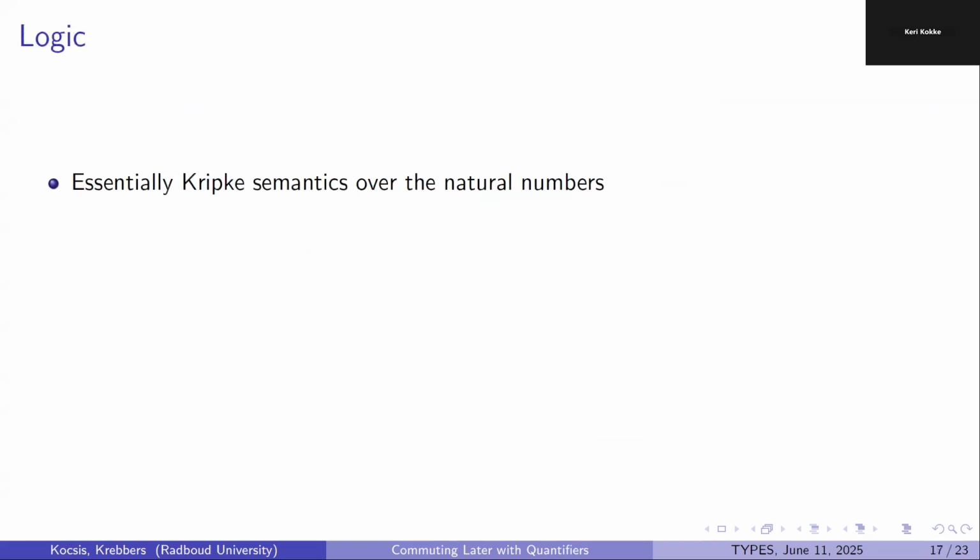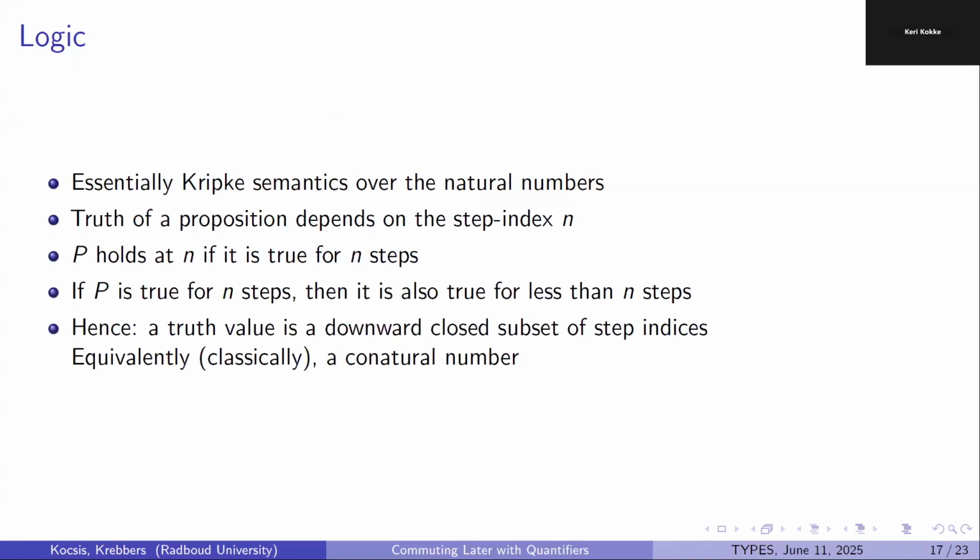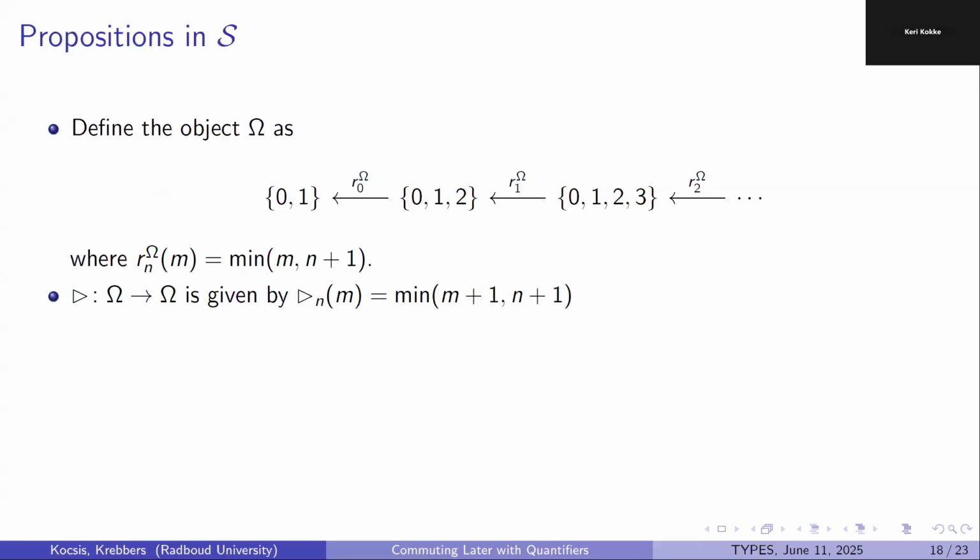And the logical aspect of this story is that the semantics of the logic that I just presented in this topos is essentially Kripke semantics over natural numbers. So the truth of a proposition depends on the step index. Intuitively, this means that truth values are downward closed subsets of step indices. And we have this later modality on propositions, which essentially just increases the truth of a proposition by 1.